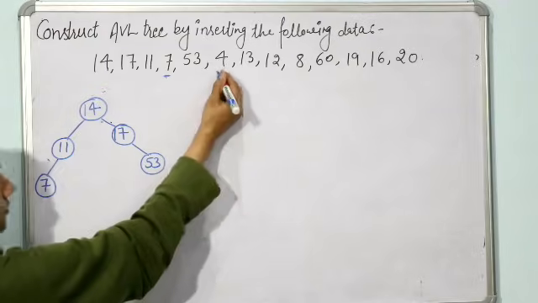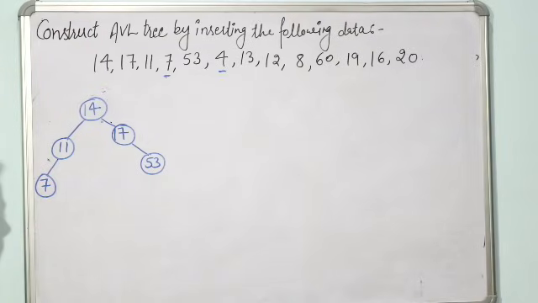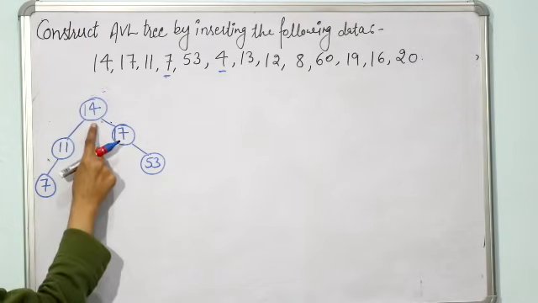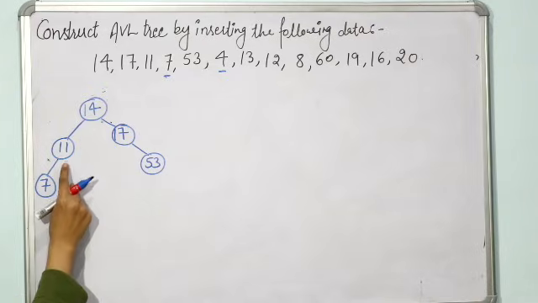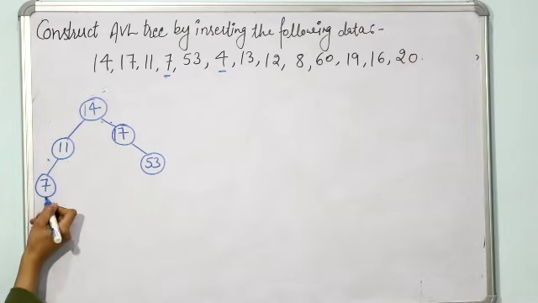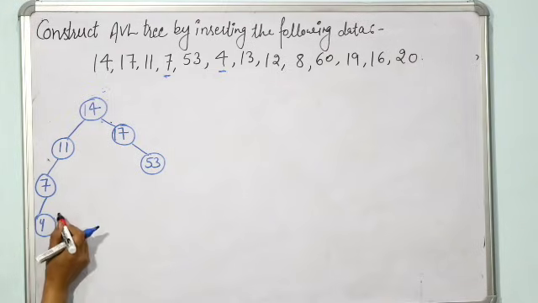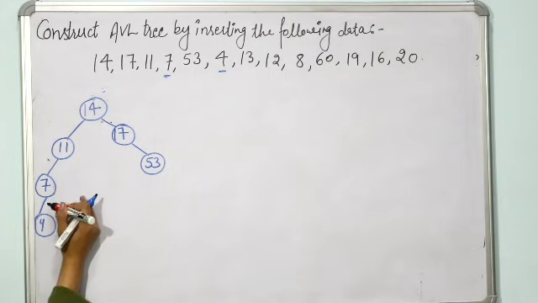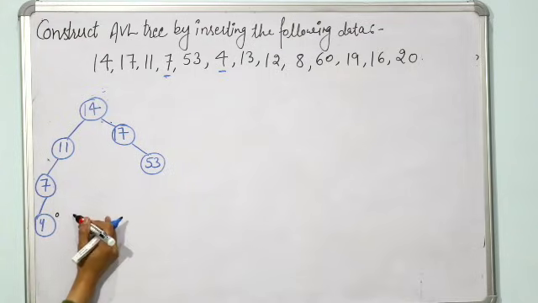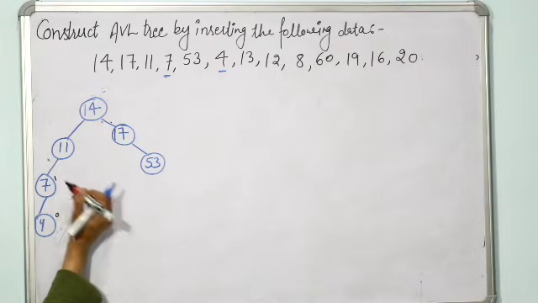Next is 4. Now where would this 4 be inserted? 4 is less than 14, less than 11, less than 7. So it would be inserted to the left of 7. Now check the balance factor. Balance factor of this 4 is 0. Balance factor of 7 is 1, since the height of the right subtree is 0, so 1 minus 0, that is 1.